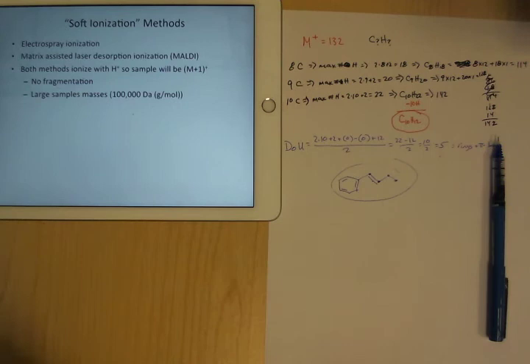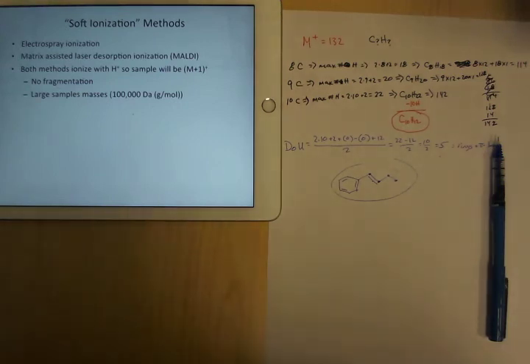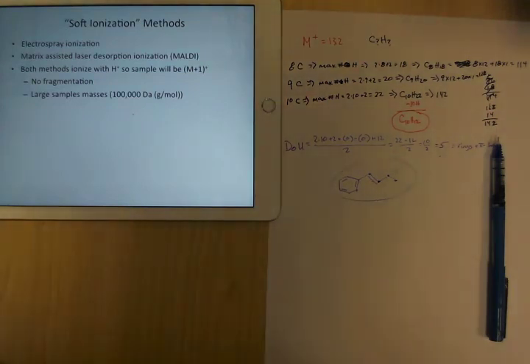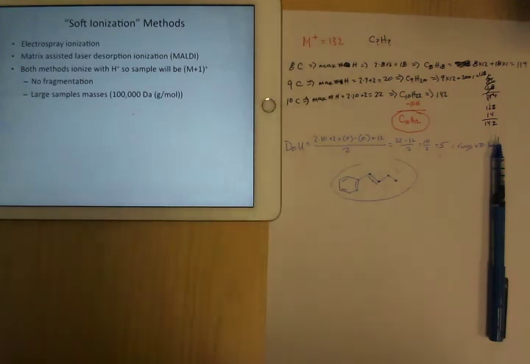So we talked about electron ionization. That works fairly well with small molecules, although you do have the fragmentation. But what happens if you have larger molecules, or you want to avoid the fragmentation? What you do is a softer ionization method, and that's what's called electrospray or matrix-assisted laser desorption ionization, or MALDI.